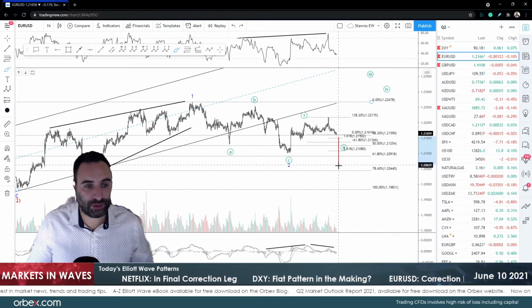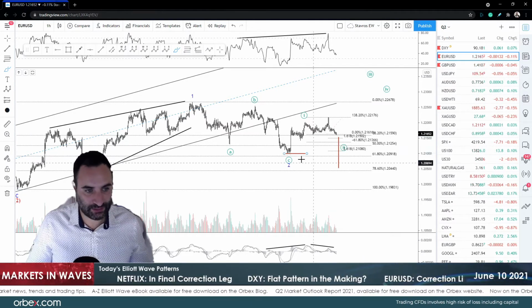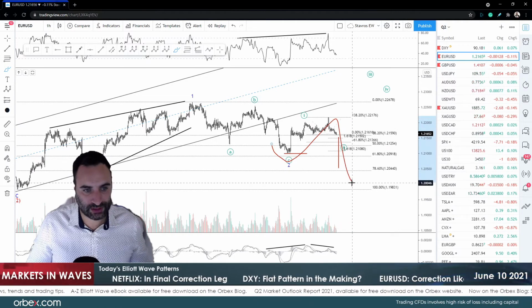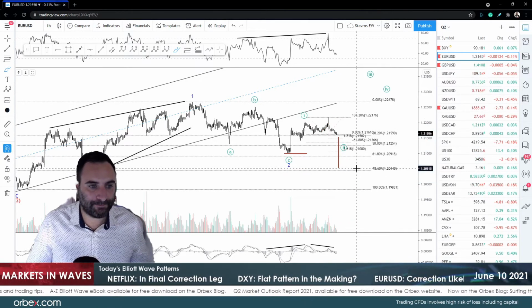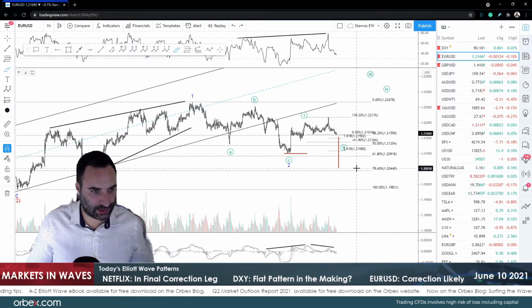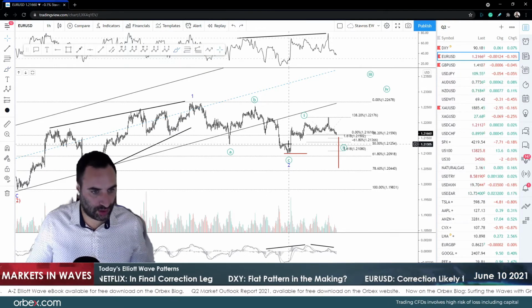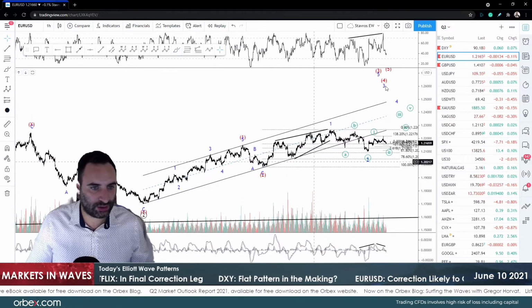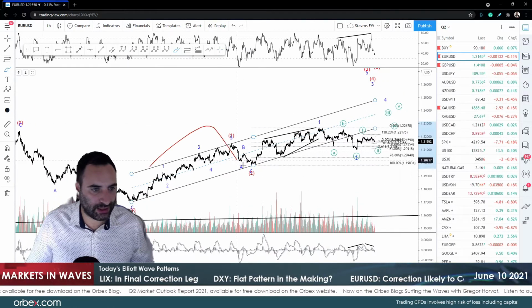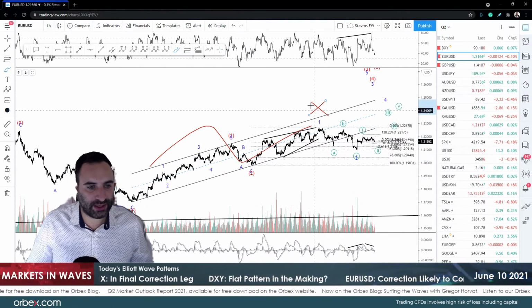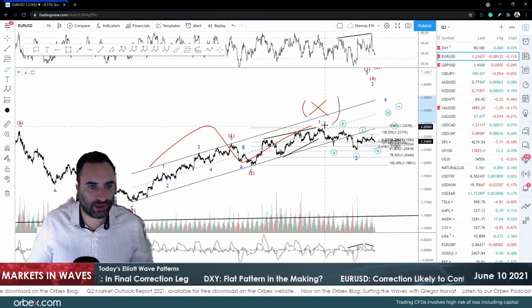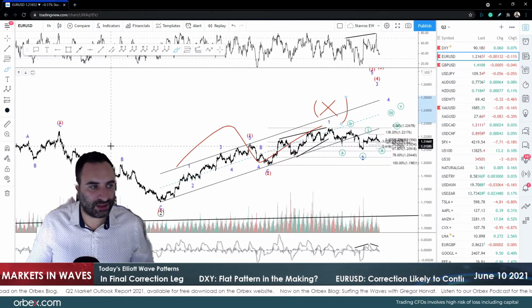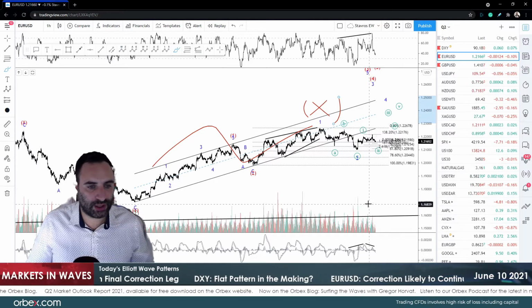Should we break below that level? Of course, look at this. If that breaks, that's definitely W, X, and Y, right? Or don't also forget, guys, for the alternative scenario, that would be a case where this ABC up here, that's the X, the second X, and we're going to get wave Z.